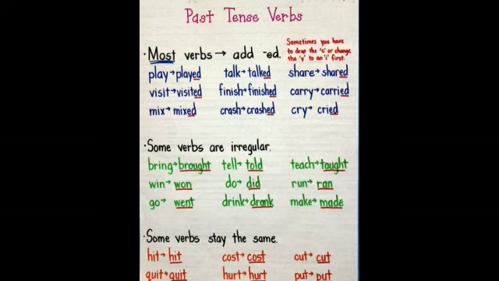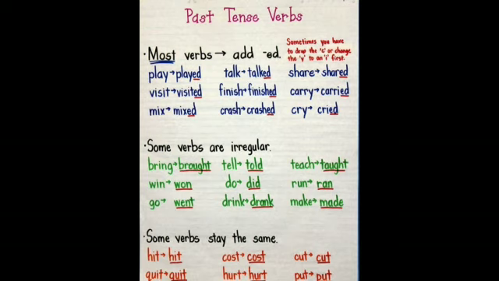So, in past tense, some verbs change by adding ed, some are irregular verbs and some are regular verbs. So, we will see some more examples of past tense verbs. Play, played, talk, talked, share, shared, carry, carried. Sometimes we have to remove Y and add IED. Cry, cried. Then crash, crashed, mix, mixed, and so on.